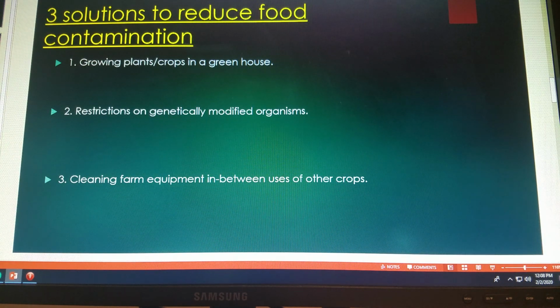Number 1, growing plants and crops in a greenhouse. So maybe if you have it contained, I feel like the bees couldn't get to it, the wind couldn't get to it, and it could be in a more controlled environment. Number 2, restrictions on genetically modified organisms, because right now the FDA does not have to label them. They don't feel that they're a nuisance or bad. And number 3, cleaning farm equipment in between uses of other crops.